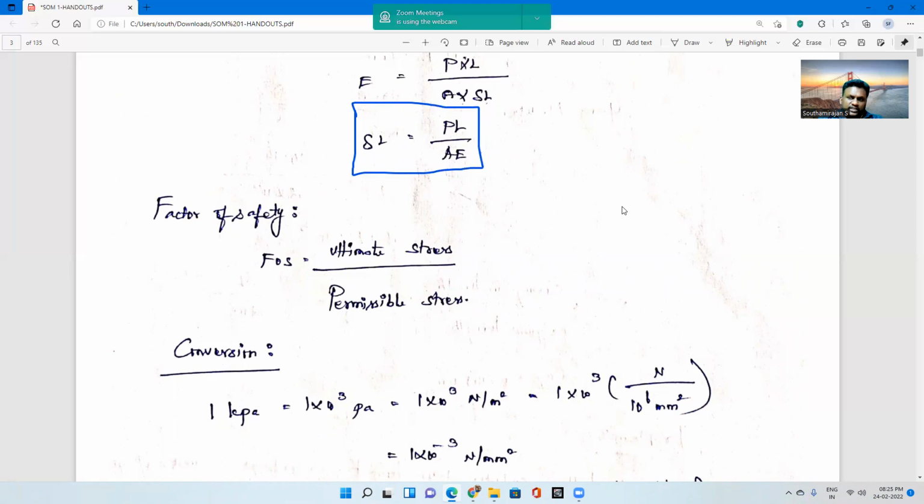The factor of safety is an important parameter. It helps us extend the life of the structure in any unfortunate situation. So that is the most important point about factor of safety. Factor of safety is given by the formula ultimate stress by permissible stress.